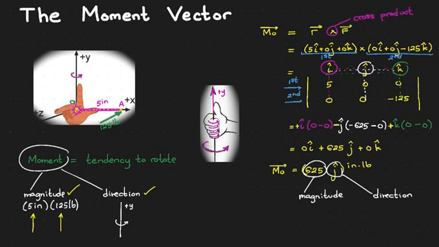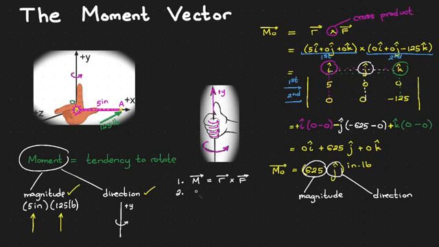I'd like to point out 4 very important points in this discussion. Number 1 is that moment about a point is a vector, and by definition it is always R cross with F. This cannot be switched. It cannot be F cross with R, it's always R cross with F.